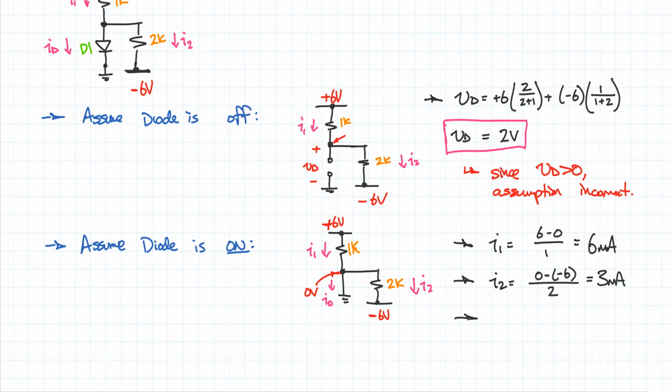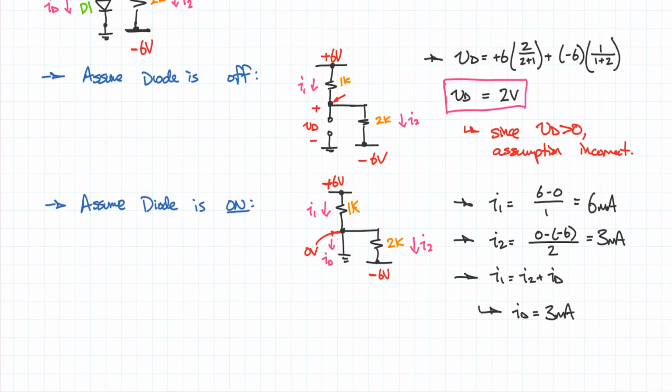Now I can either use my logic or I can use KCL, and I can say that I1 is equal to I2 plus ID. If I rearrange and solve this, then I get that ID is going to be equal to 3 milliamps. Now, this ID that I have here is greater than 0, right? So ID greater than 0.